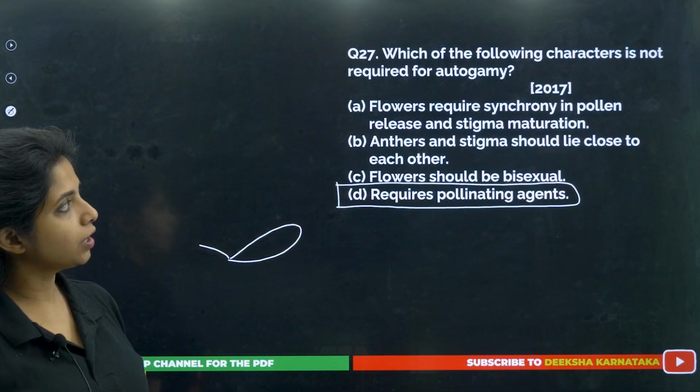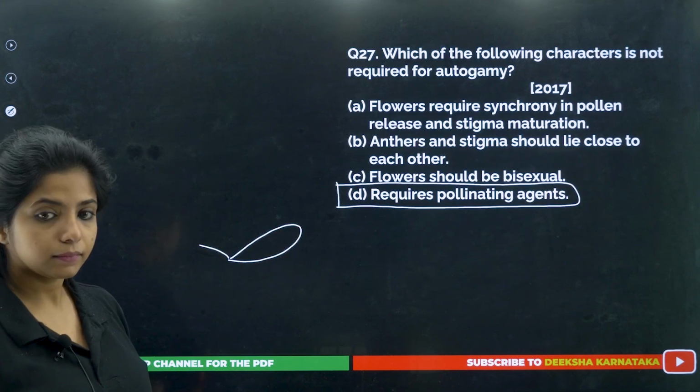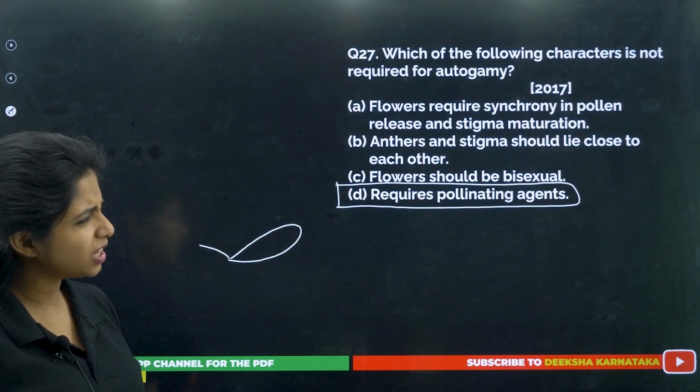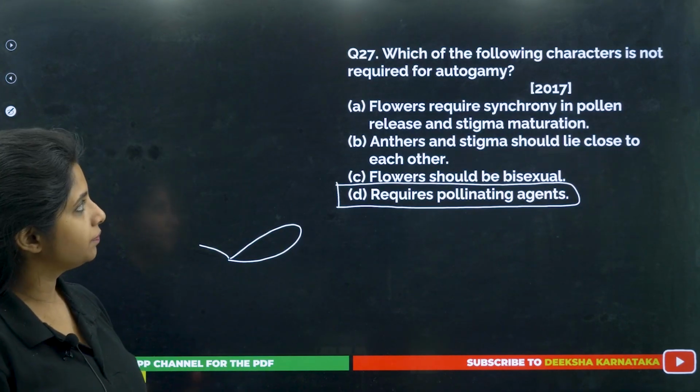Is not required for autogamy. This is the thing. Okay, because they are very close. So why do you need it?